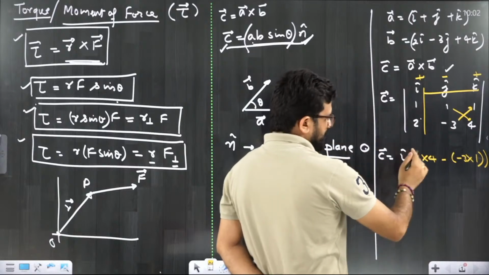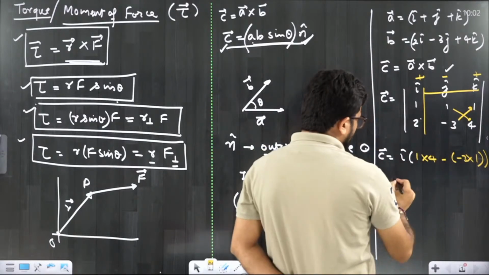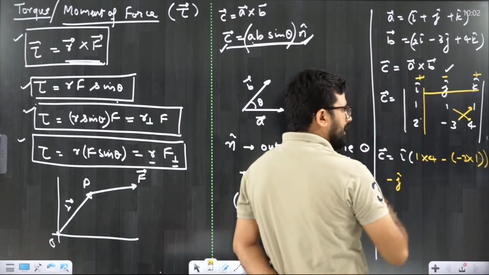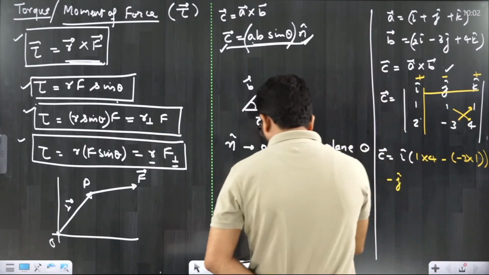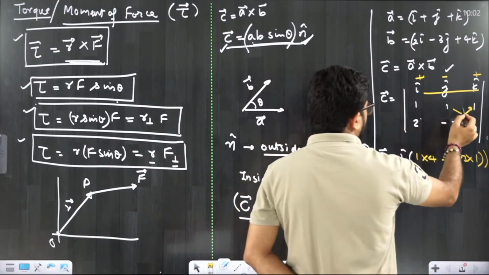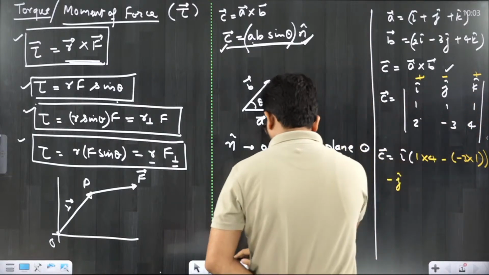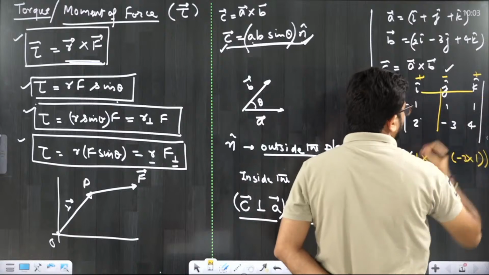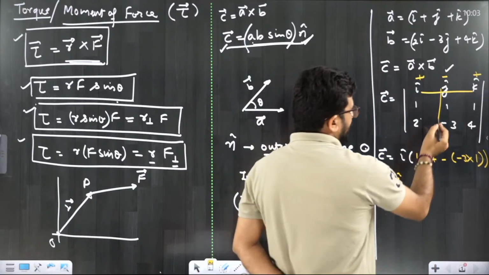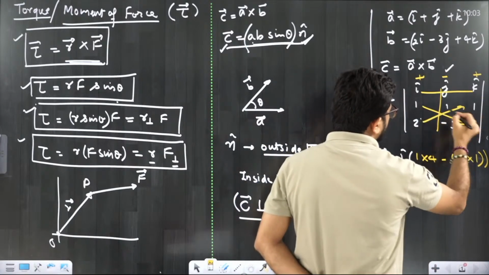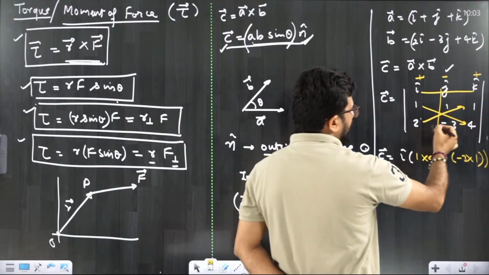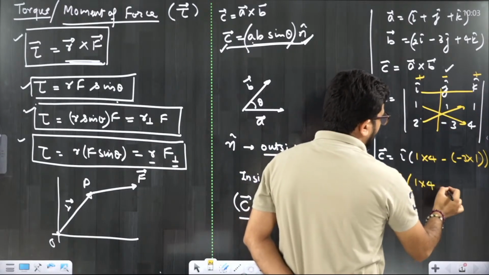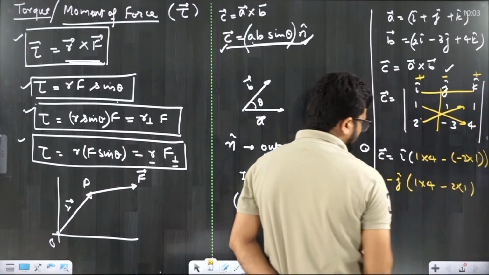Okay. Now this is the I cap we have calculated. Now go for J cap. So I will write minus. Why minus? Because it is the minus. Now again we do the similar thing. From here I can remove it, and from this column I will not take anything, from this row I will not take anything. That means I have to multiply like this. So 1 into 4 and minus 2 into 1. That means 1 into 4 minus 2 into 1.